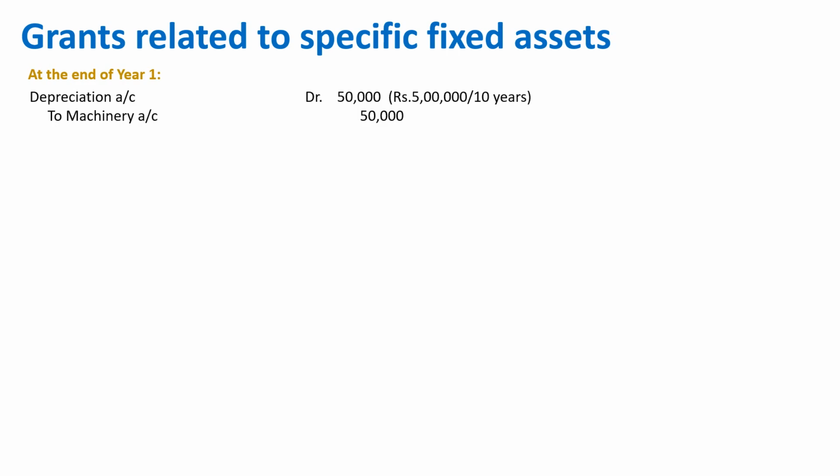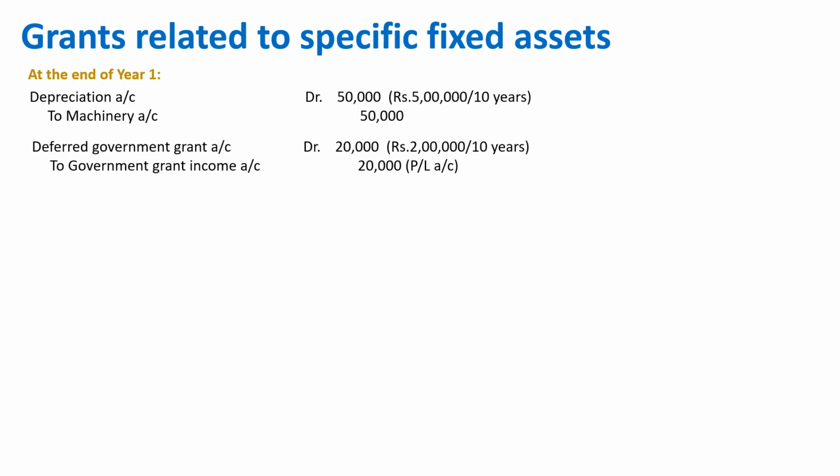But what will happen here now? I have to post one more entry because I have treated 2 lakh received from the government as deferred government grant, right? Now I have to debit that and credit to profit and loss account as other income or government grant income 20,000 rupees. Why is it 20,000? Because you received 2 lakhs and these 2 lakhs you have to amortize for 10 years, because the life of the asset is 10 years, correct? So when depreciation of 50,000 is coming on the expense side, at the same time 20,000 will come from the income side.